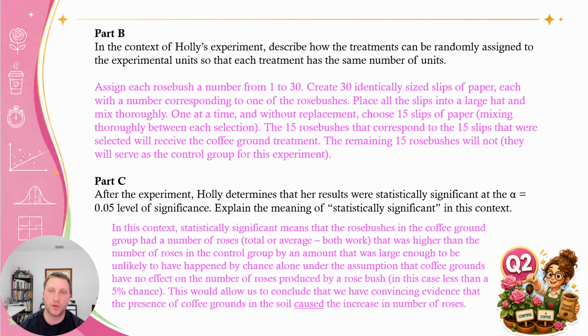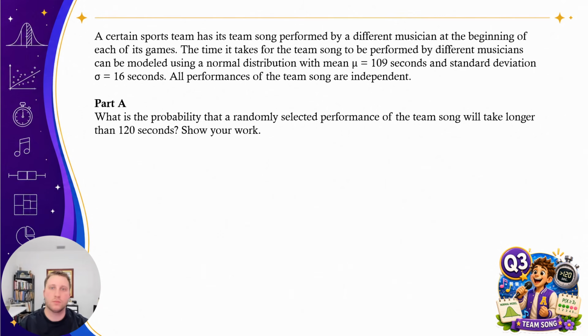In this case, because we're talking about a 5% significance level, this would have to have a less than 5% chance of happening by chance alone under that assumption. And this would allow us, and I don't think this will be required by the College Board readers, but I added, this is true, that this would allow us to conclude that we have convincing evidence that the presence of coffee grounds in the soil caused the increase in the number of roses.